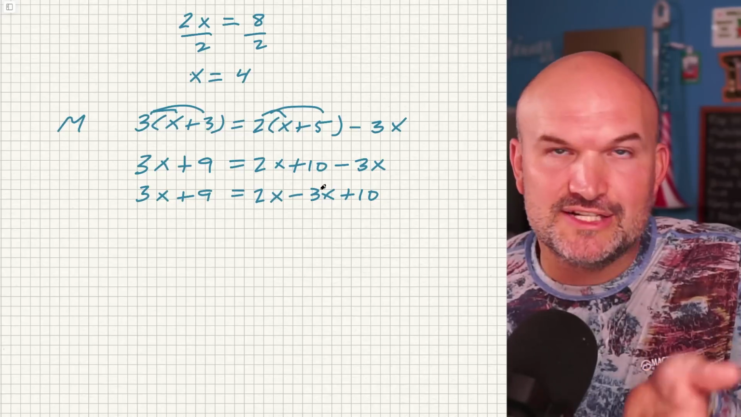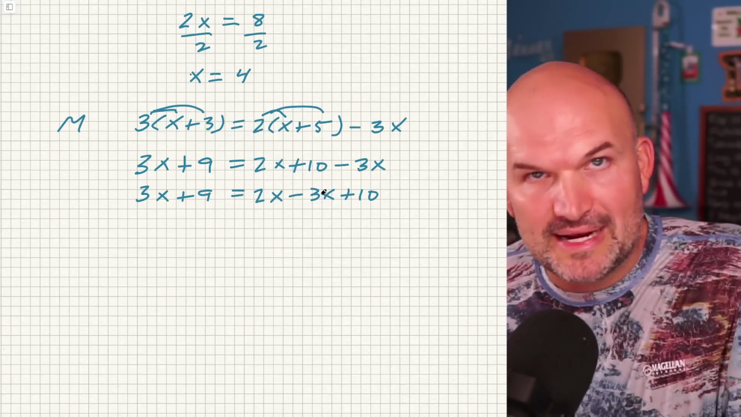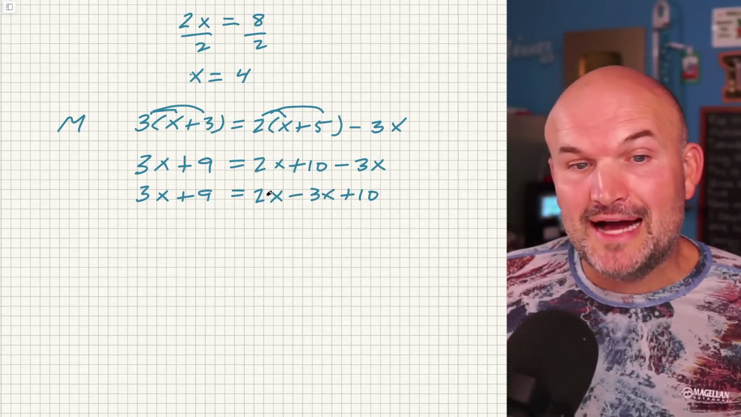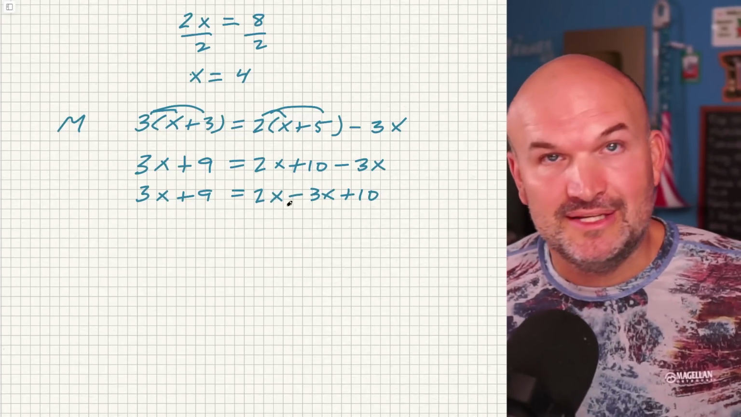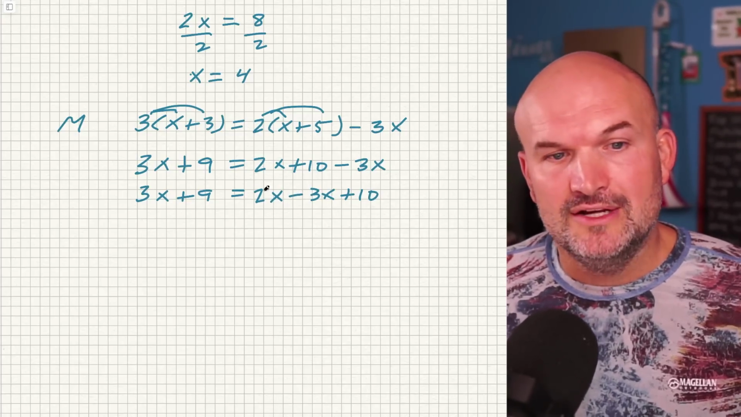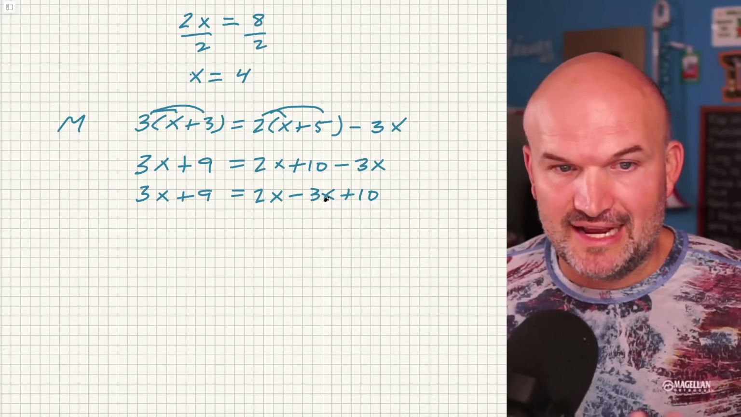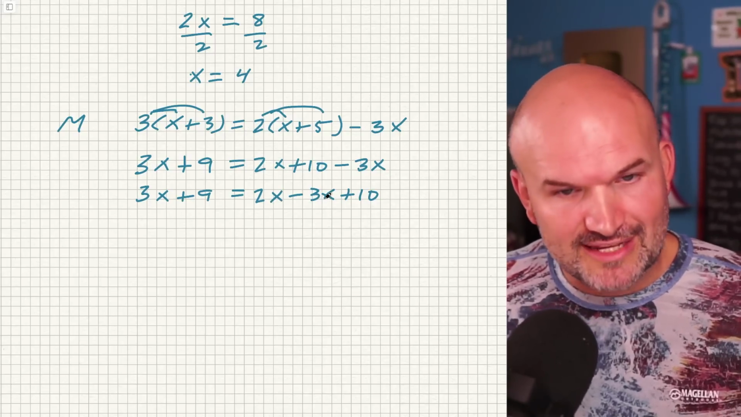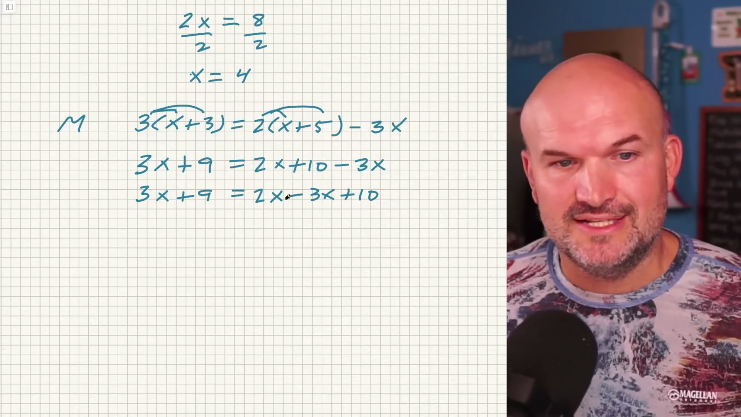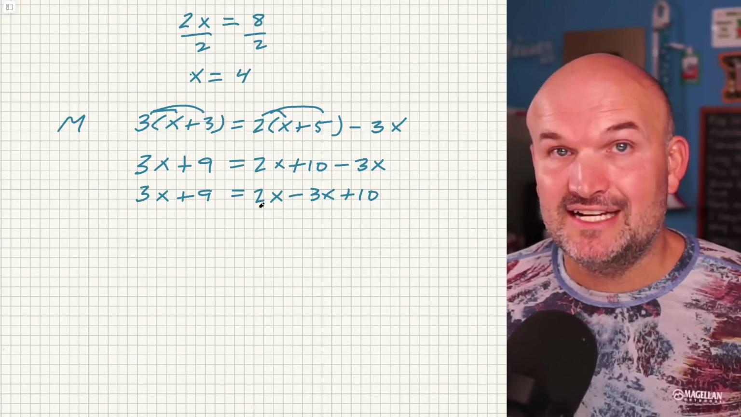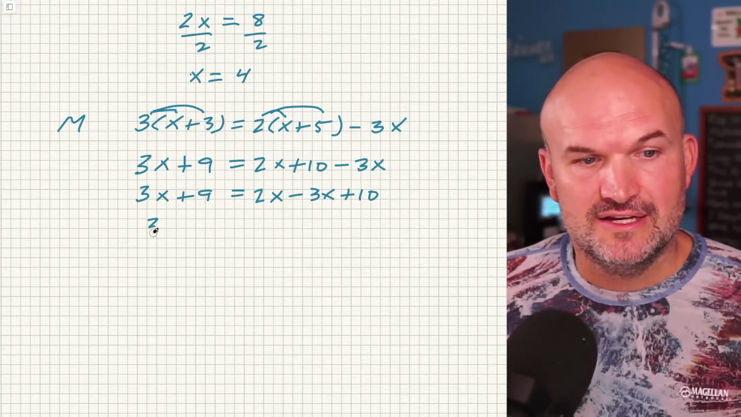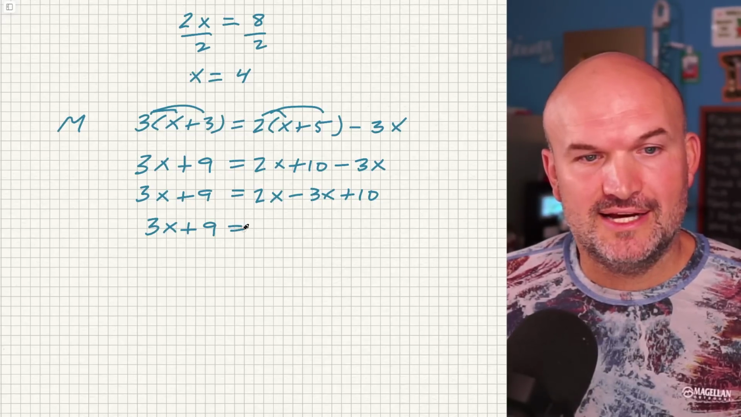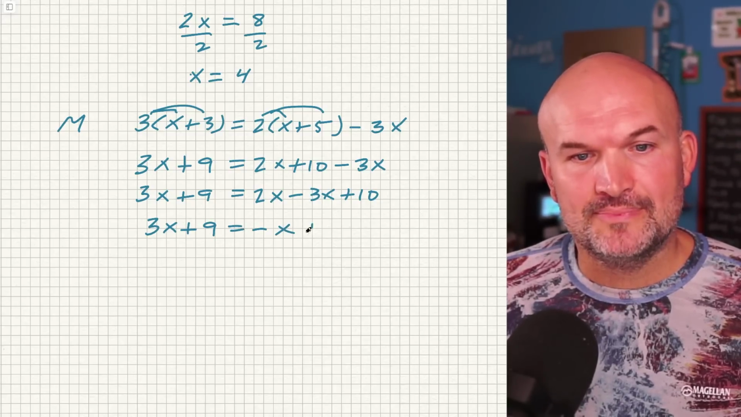So again, 2x minus 3x, 2 apples minus 3 apples, right? Now, if you have $2 and you borrow $3 from me, you're still going to owe me that $1. So when you're subtracting with like terms, they've got to have the same variable. We can only subtract variables with like variables, not with our constants. So therefore, this is going to be a negative 1x, or just negative x. So we have 3x plus 9 is equal to negative x plus 10.